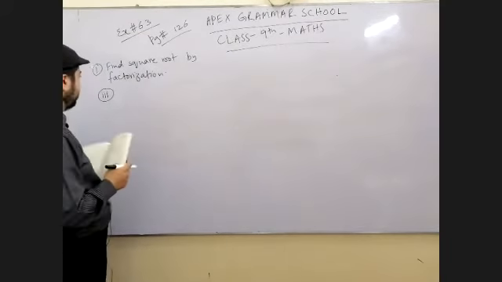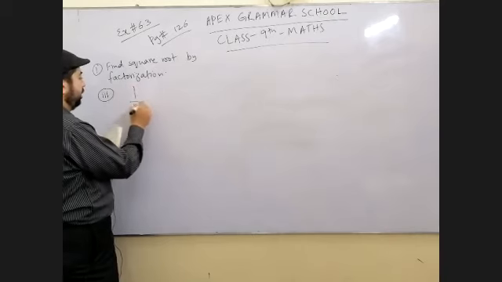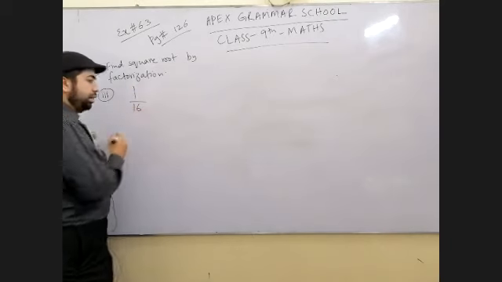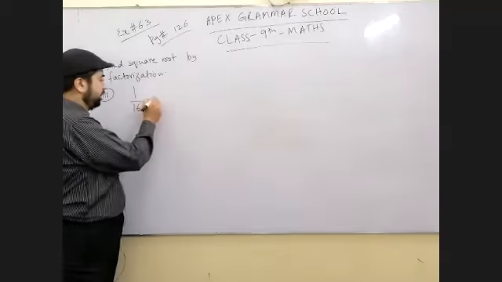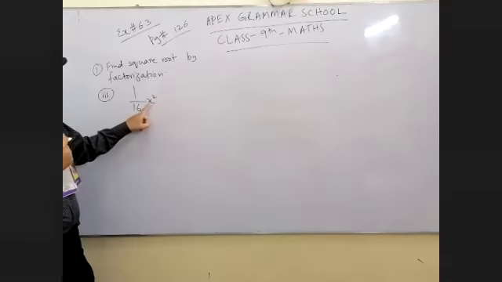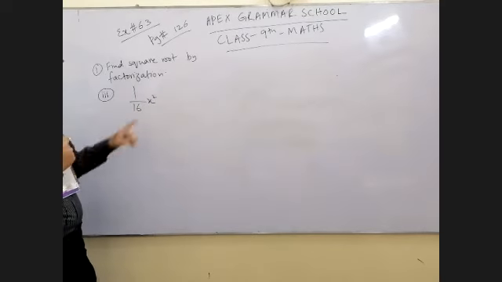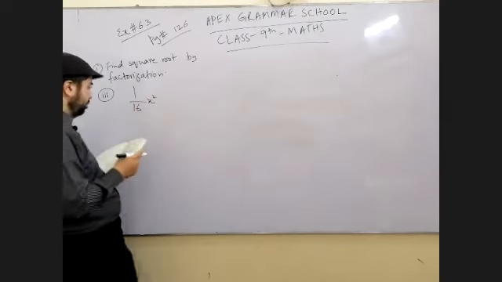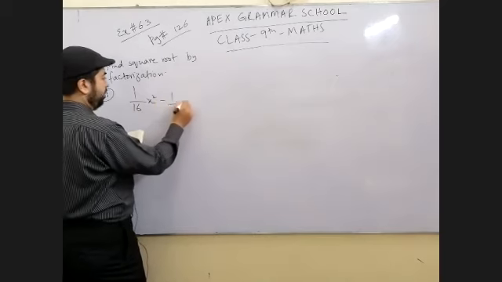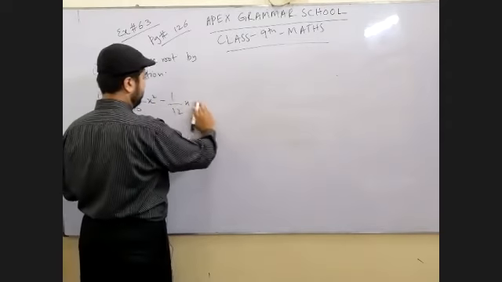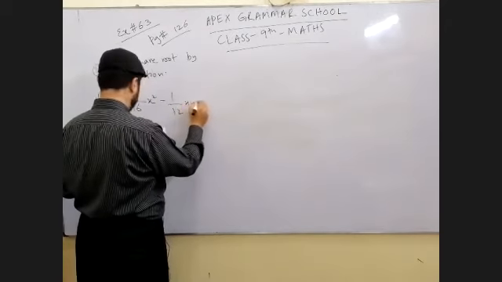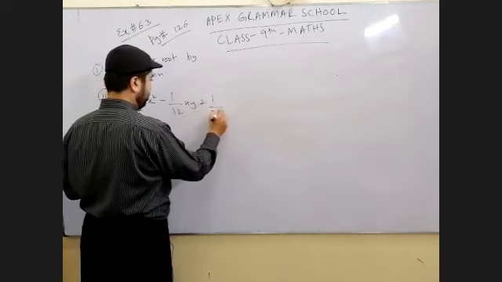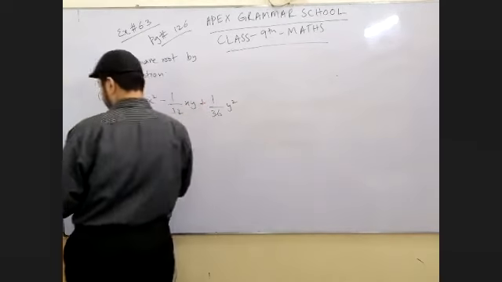Part number 3 is just like the previous question: 1 over 16 x square. You can see that x square is here. This is a part of the numerator. Okay. And then minus 1 over 12 x and y. And then plus 1 over 36 and then y square will be here.